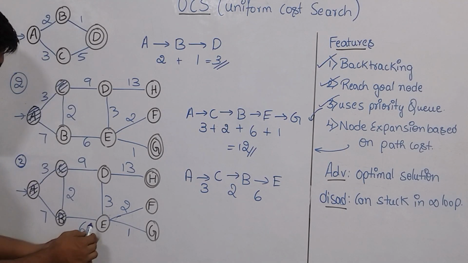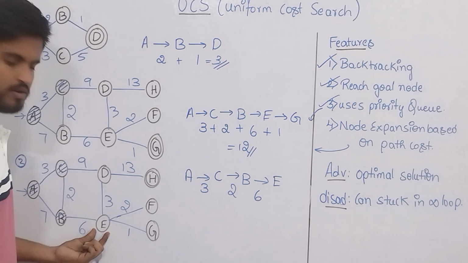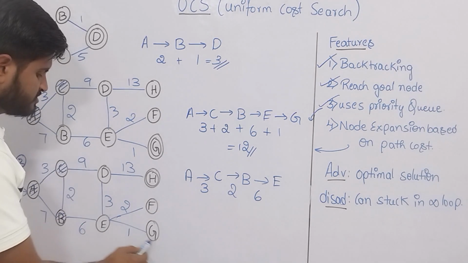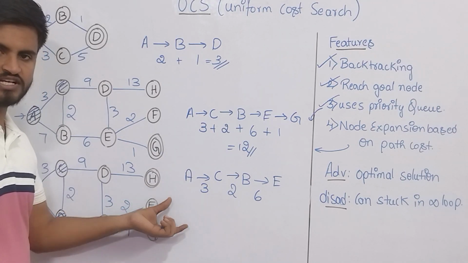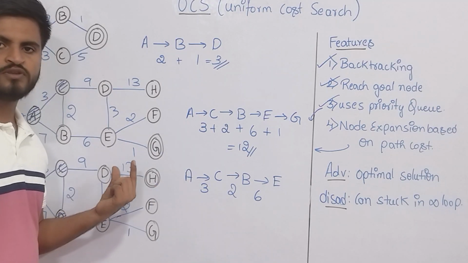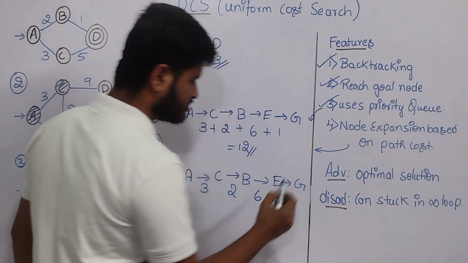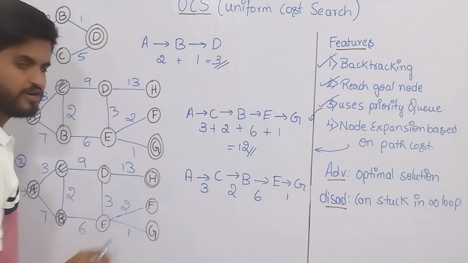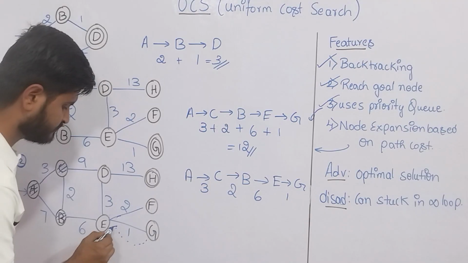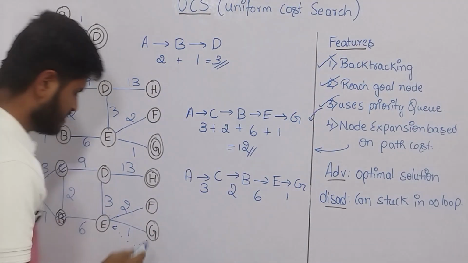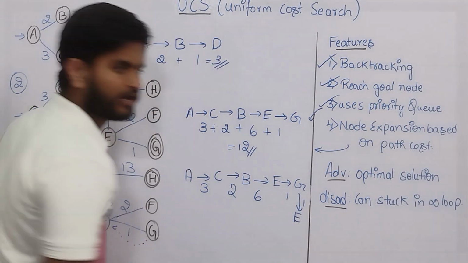Next, from E I can go either to D or F or G. But the least cost is from E to G with 1. But from G I cannot move to any further state or to my final state. Since I can't reach my final state and get my final value, I will be backtracking. So this is the backtracking technique. If I backtrack from G, I will come back to E with a cost of 1.